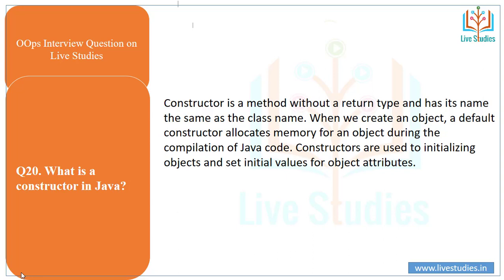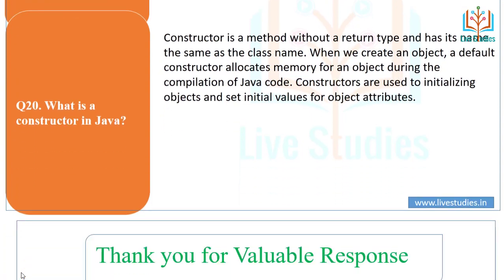Another question is, what is a constructor in Java? Actually, a constructor is a method without a return type, and its name is the same as the class name. When we create an object, a default constructor allocates memory for the object during compilation of Java code. Constructors are used to initialize an object and set the initial values for object attributes.